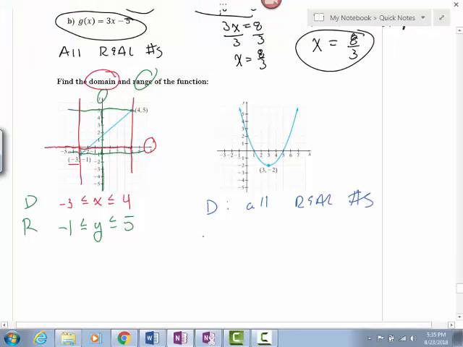Okay, so now let's talk about the range. Remember, the range are the y values. Again, I'm going to start from the bottom. The first y value we hit is -2. But again, because that graph goes up, it goes up forever and ever and ever. So the y numbers are just simply going to be bigger than or equal to -2.